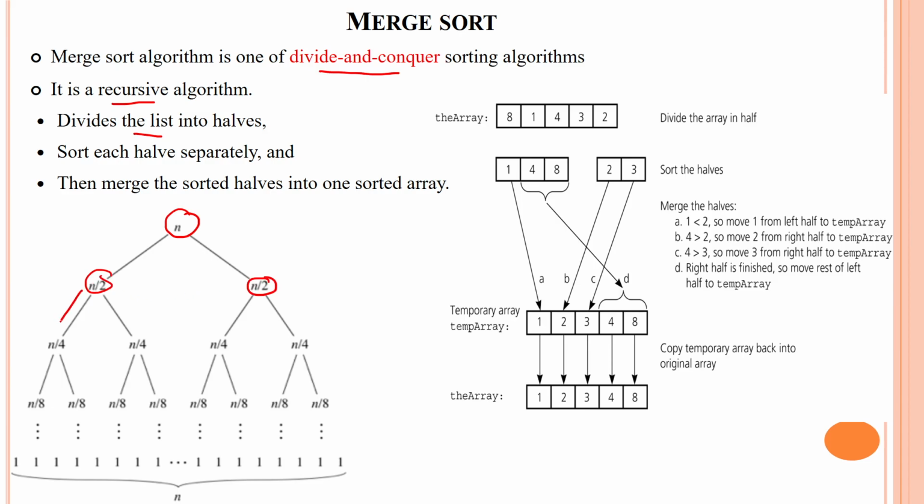Again, each half is divided into two more halves, and this keeps going until we reach a single element in the given array. For example, you can see that this is divided into two halves, and again into two halves. After that, we merge the sorted elements into a single array. So this is about merge sort.